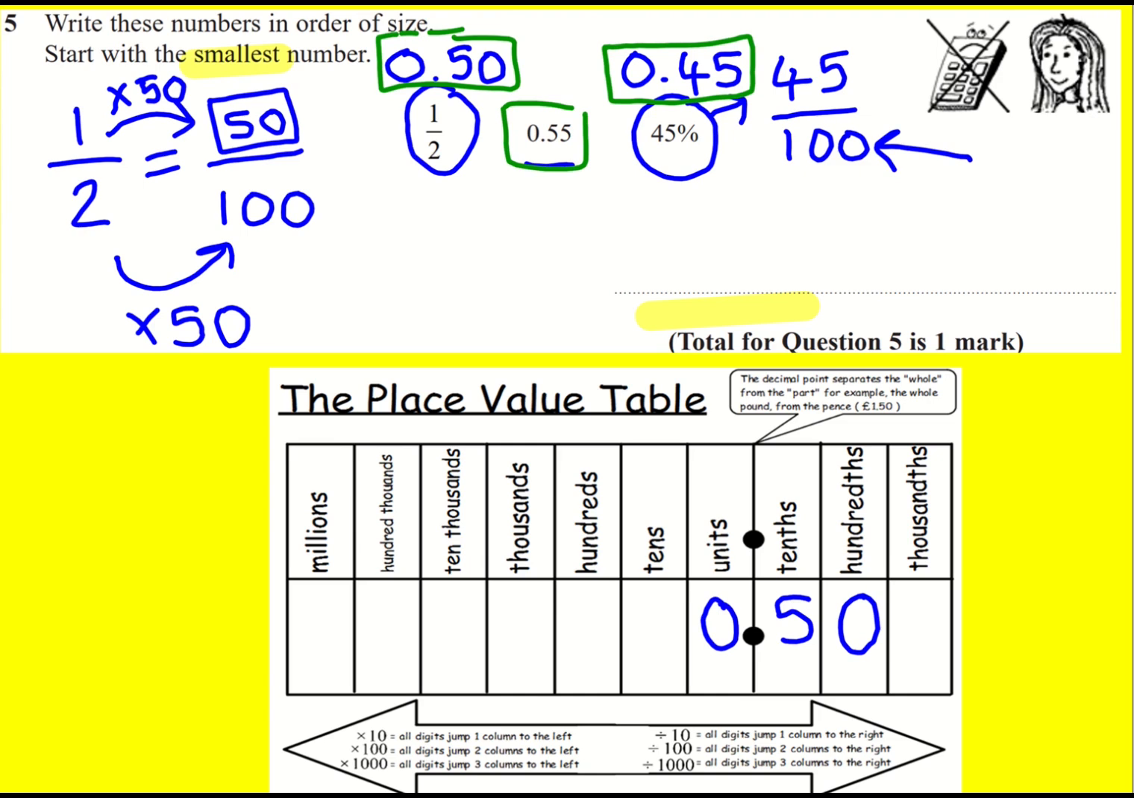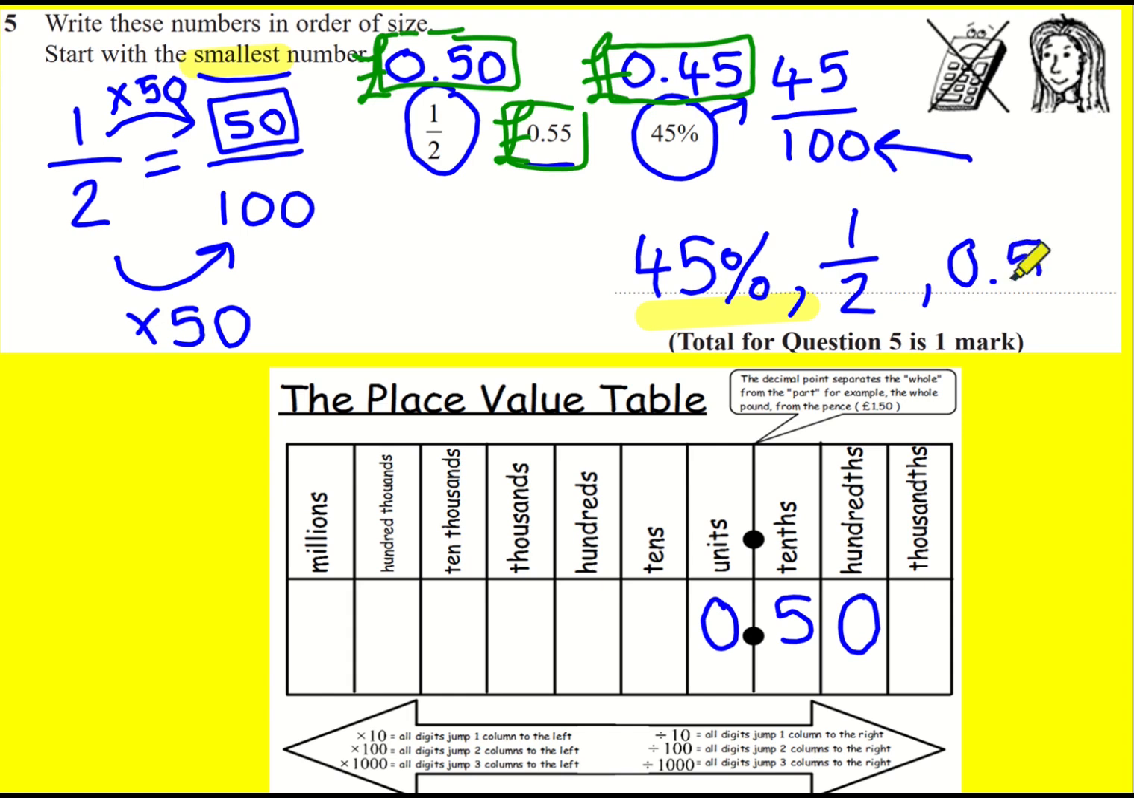as money now. So imagine if this is 45p, this is 55p, and this is 50p. You can easily order them from smallest to biggest. So the smallest is 45%, because I'm putting it back in its original form. That's the smallest, because remember it's told us to start with smallest first. Next is 50p, which was a half originally. And finally, the largest amount was 55p, which was just 0.55, its original form. And there you have it.